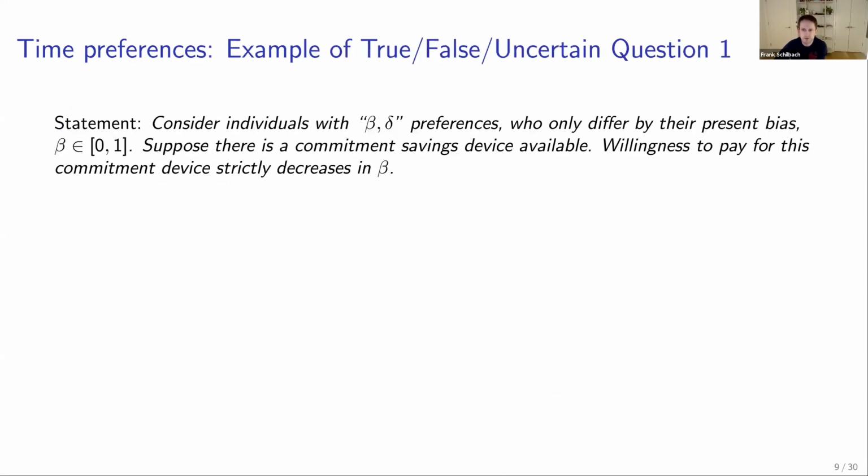Now, let me give you some examples of true or false questions, and how you should answer them. So let me just read the statements for you, and you can think about this for a second, and then I'm going to give you the answer. So consider individuals with beta-delta preferences. These are quasi-hyperbolic discounters who only differ by their present bias, and have beta between 0 and 1. And suppose there's a commitment savings device available, and the willingness to pay for this commitment device strictly decreases in beta.